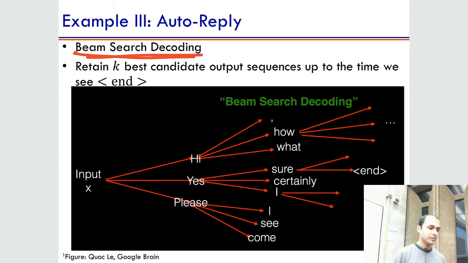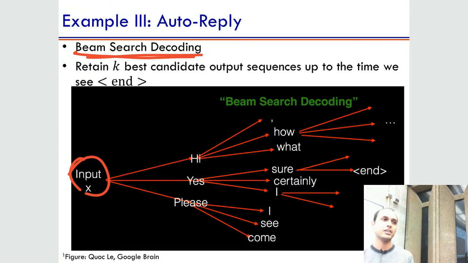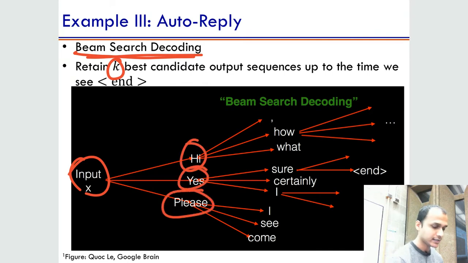Okay, what do I mean by that? So you start with an input, and you generated your first word. You're starting to generate your response. In the first word of your response, maybe you can pick not just the top word, the one with the highest probability. You pick the top three words with the highest probability. Let's say k is 3. Pick the top three words. Let's say hi, yes, and please.